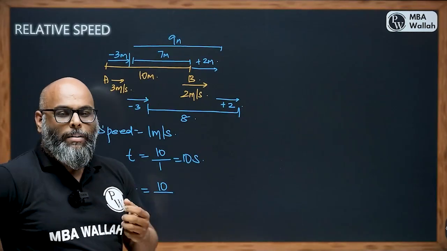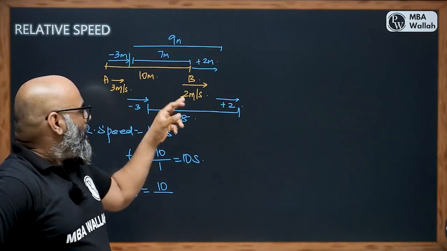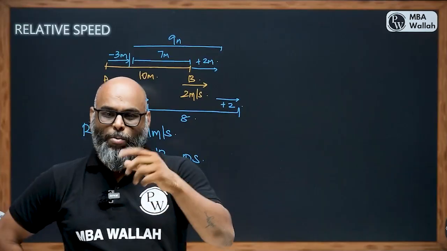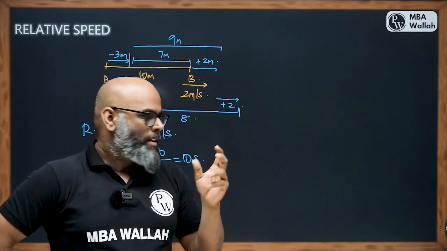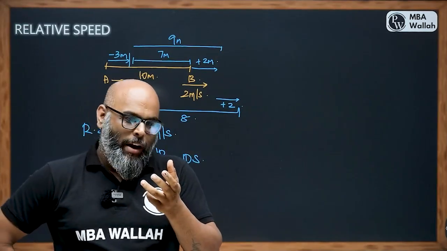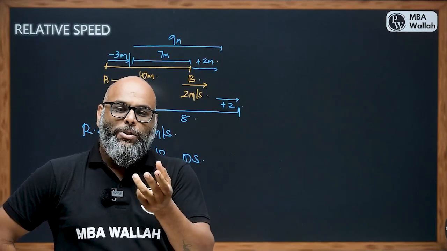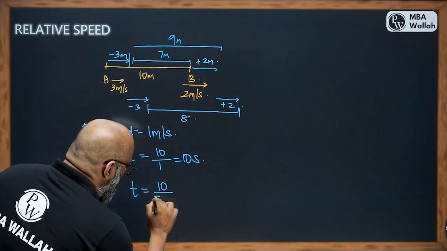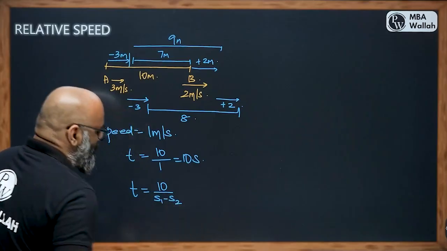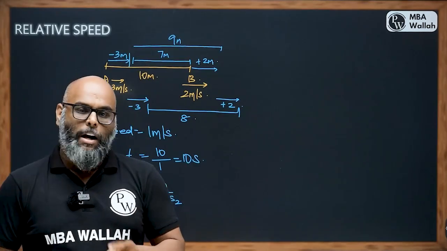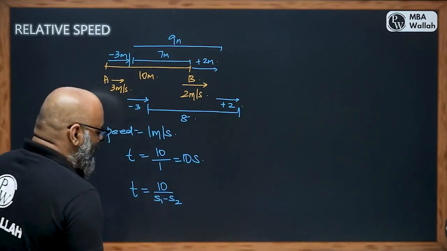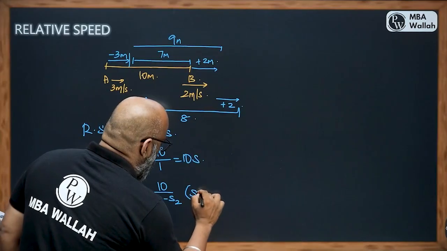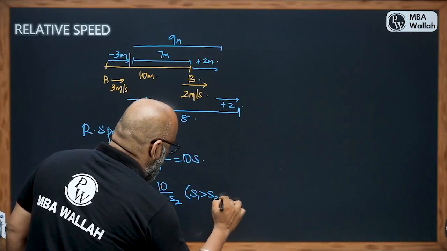How did we get to 1? 3 and 2, the difference between them is 1, right? The difference between 3 and 2 is 1. Or I can say the difference of their speeds, I'm going to go very specific and say S1 minus S2. Not going to say difference between their speeds. I'll tell you why. S1 minus S2 and very specifically S1 greater than S2.